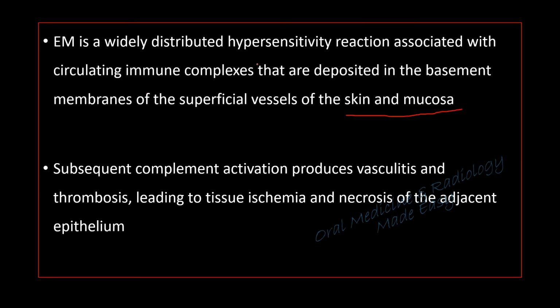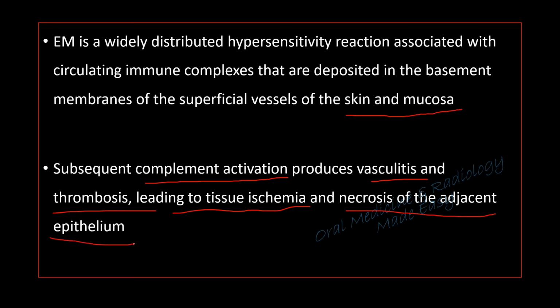Because of the deposition of the immune complexes in the blood vessels, there is complement activation. And when the complement is activated, there is production of inflammatory cytokines that produce vasculitis and thrombosis. There is inflammation of the blood vessel and formation of the thrombus. When there is formation of the thrombus, it leads to tissue ischemia and necrosis of the adjacent epithelium. That is how the skin and the mucosa are affected.